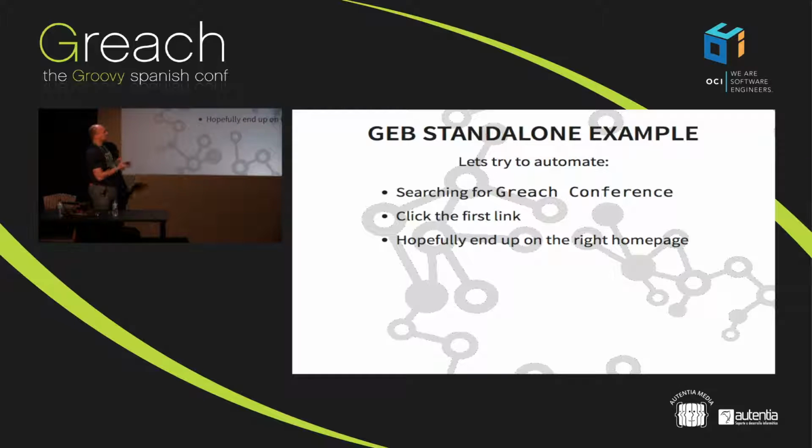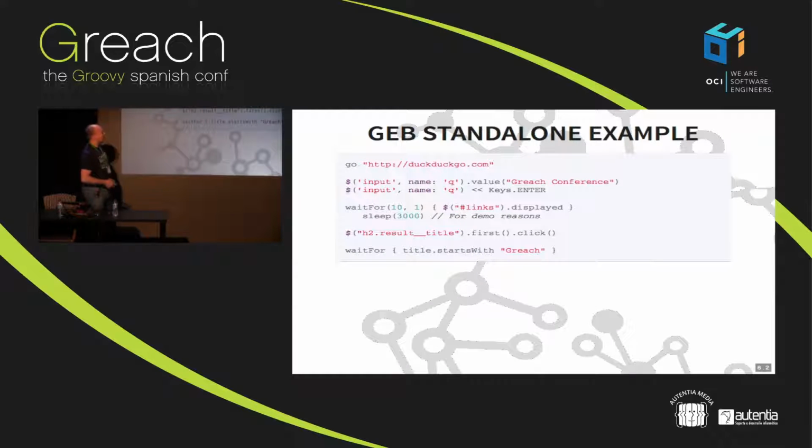So let's try to automate going to a web search engine, search for a GR8Conf conference, click the first link, and hopefully end up on the right home page. So we could do something like this. Go to duckduckgo.com. In the input field, push in GR8Conf conference, type the enter key, wait for links to be displayed.